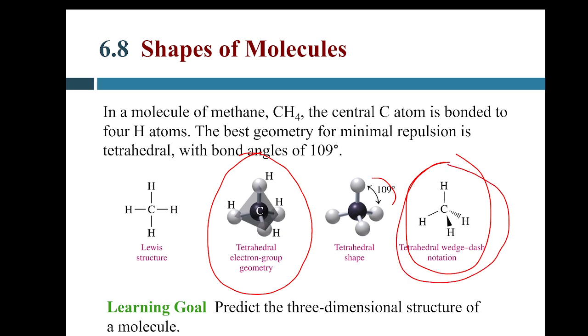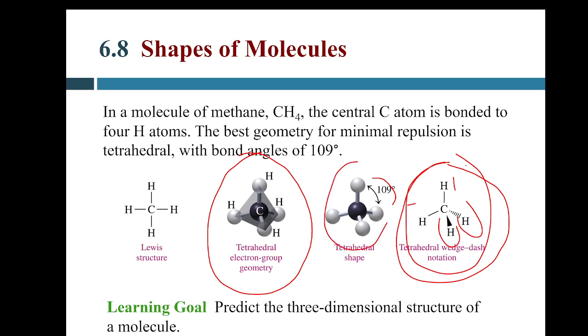By the way, this is how you write these out. They're called wedge-dash notation when you're trying to make them look 3D. What does the solid wedge mean? What does it look like it's doing? Yeah, it's coming out towards you. This dash, what does it look like it's doing? Fading away from you, right? So the dash is fading away from you. Anything that's a normal solid line is in the plane of the page, or in this case, the screen.